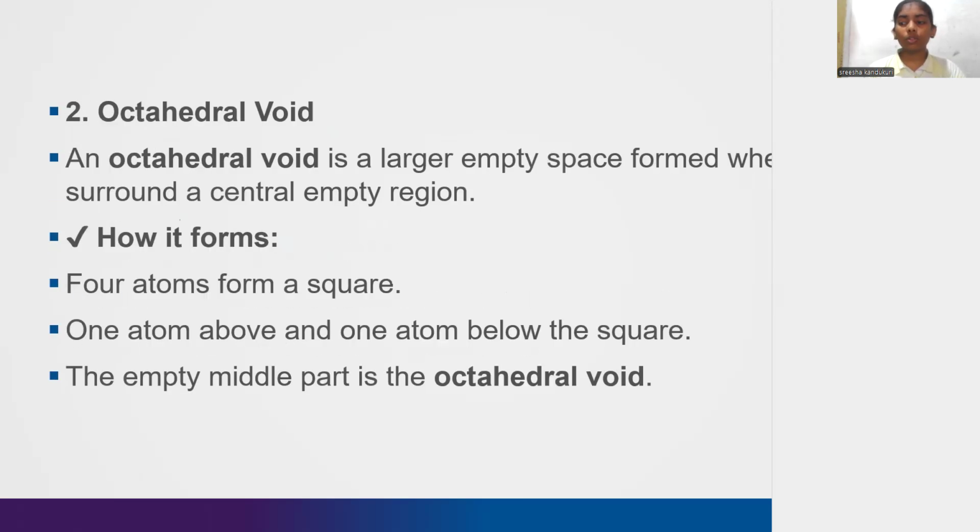Next, coming to the octahedral void. An octahedral void is a larger empty space formed when atoms or ions or molecules surround a central empty region. So now we'll see how it forms. There will be four atoms forming a square shape. One atom above and one atom below the square. The empty middle part is the octahedral void.